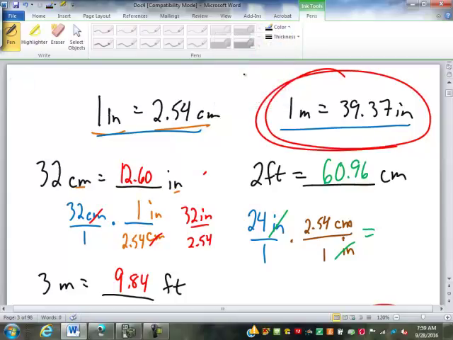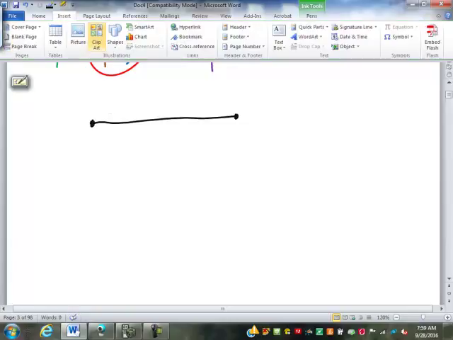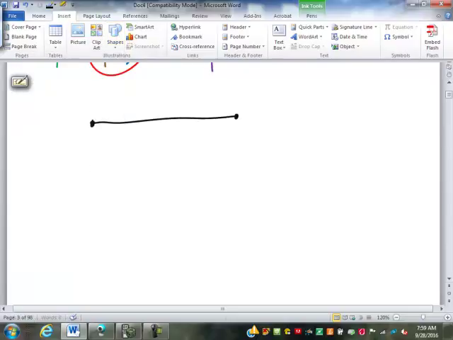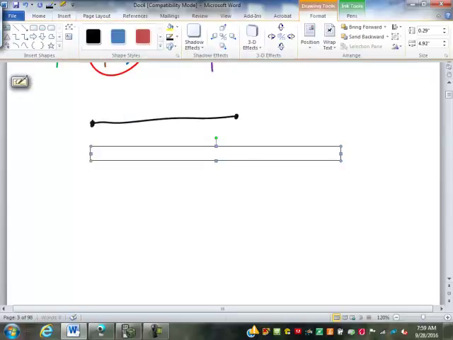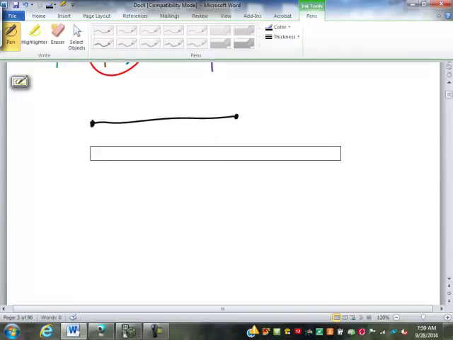So if I need to measure something, we're just going to go through this really quickly because I'm confident you guys know how to do it. I want to measure the length of that line. What I'm going to do is take a ruler, and I am going to line it up.